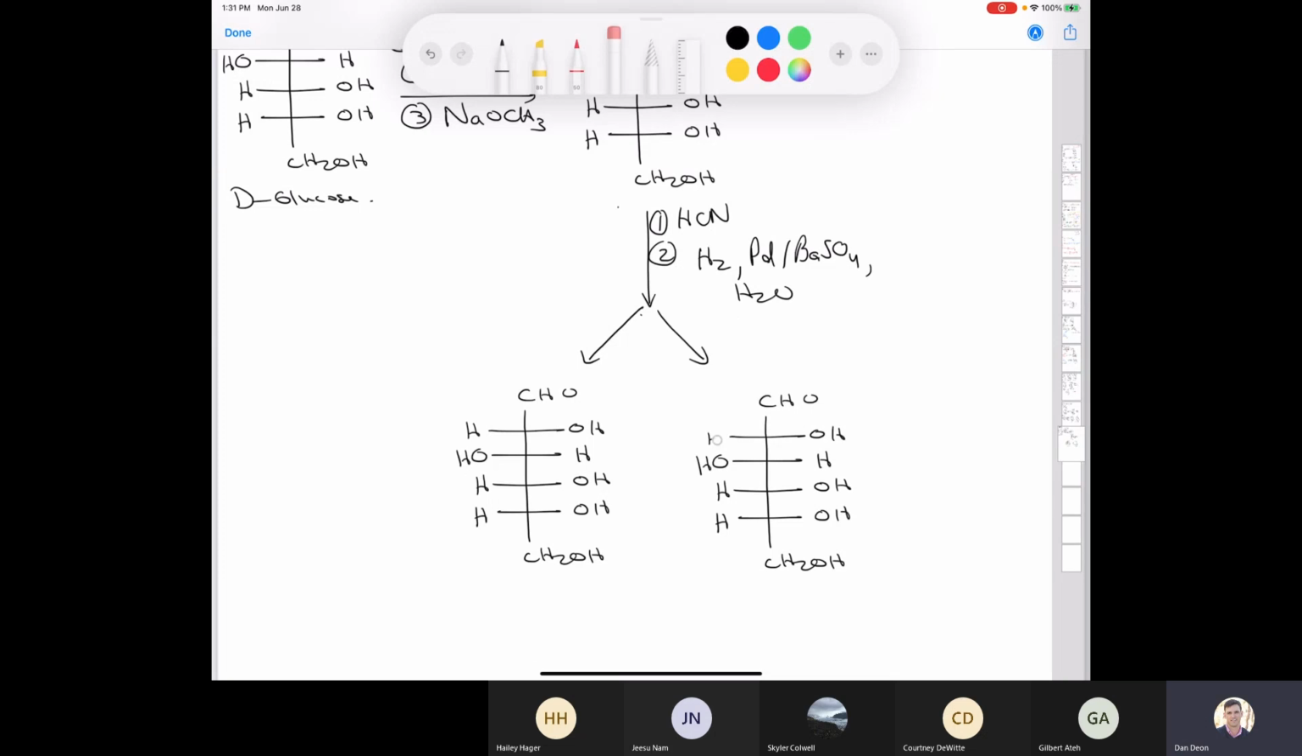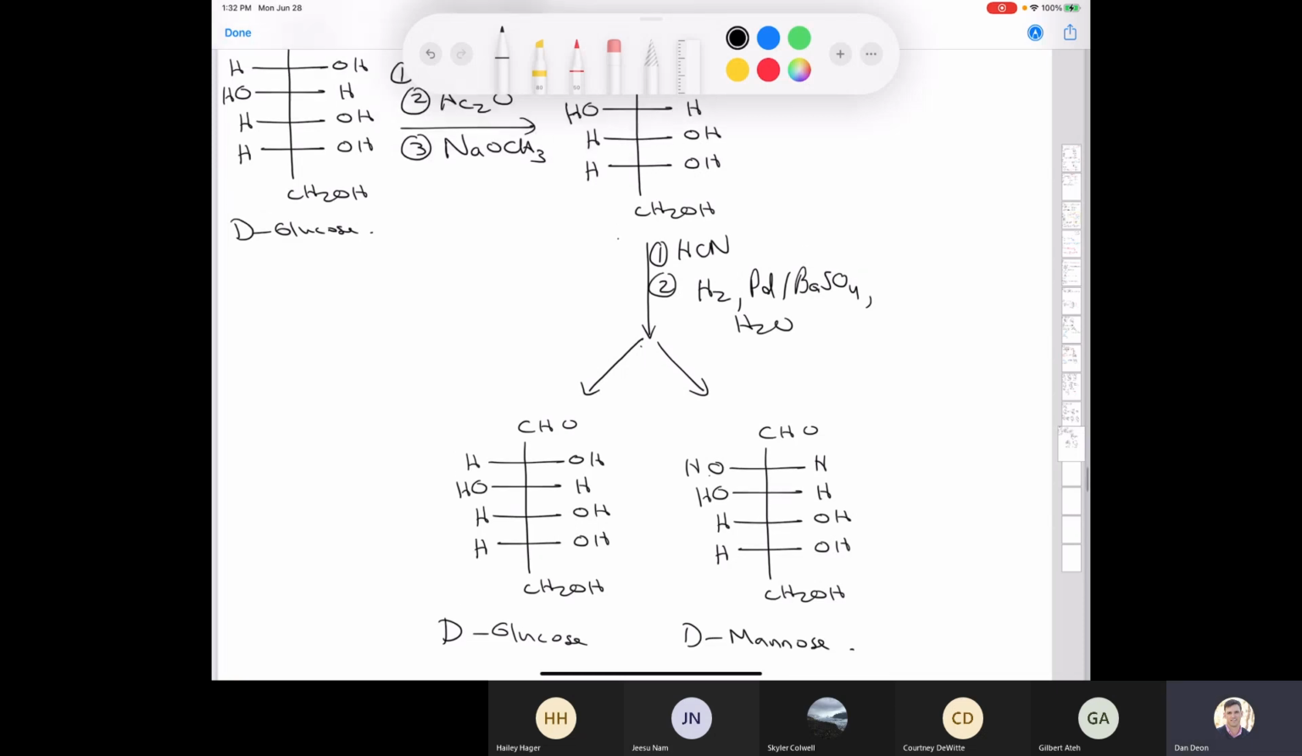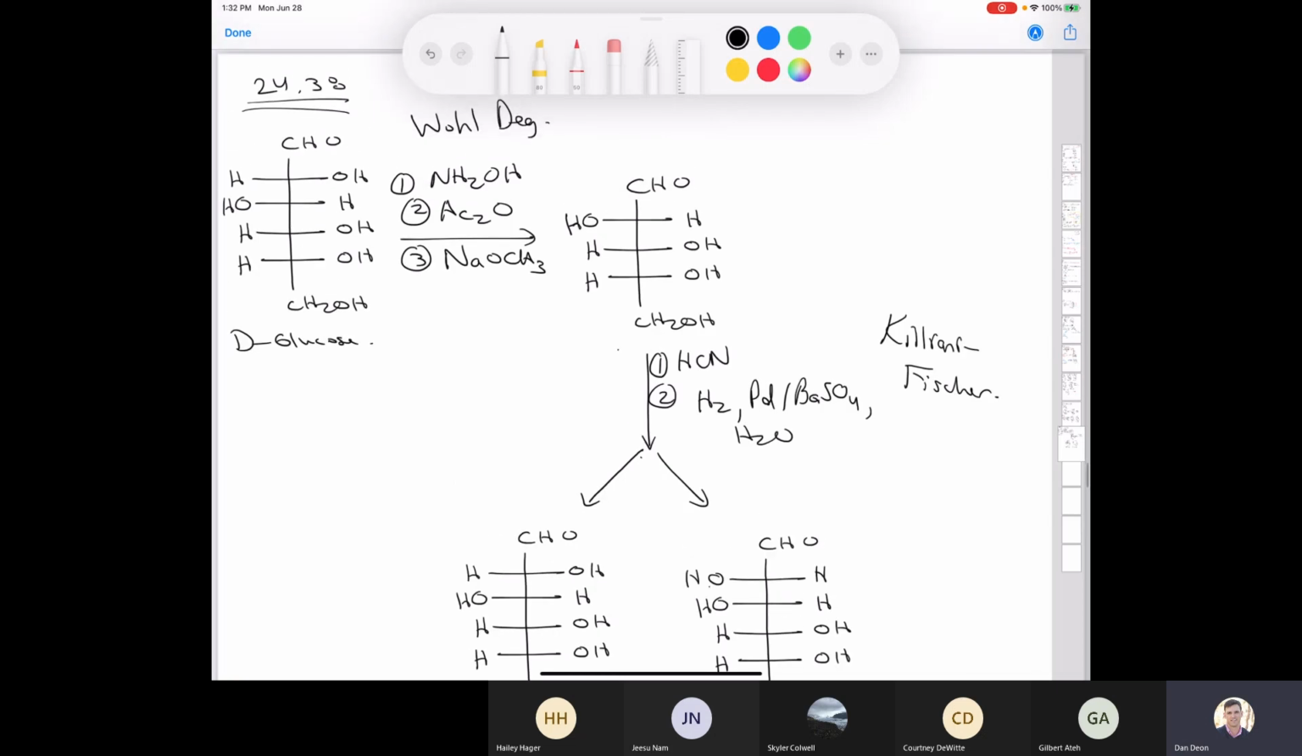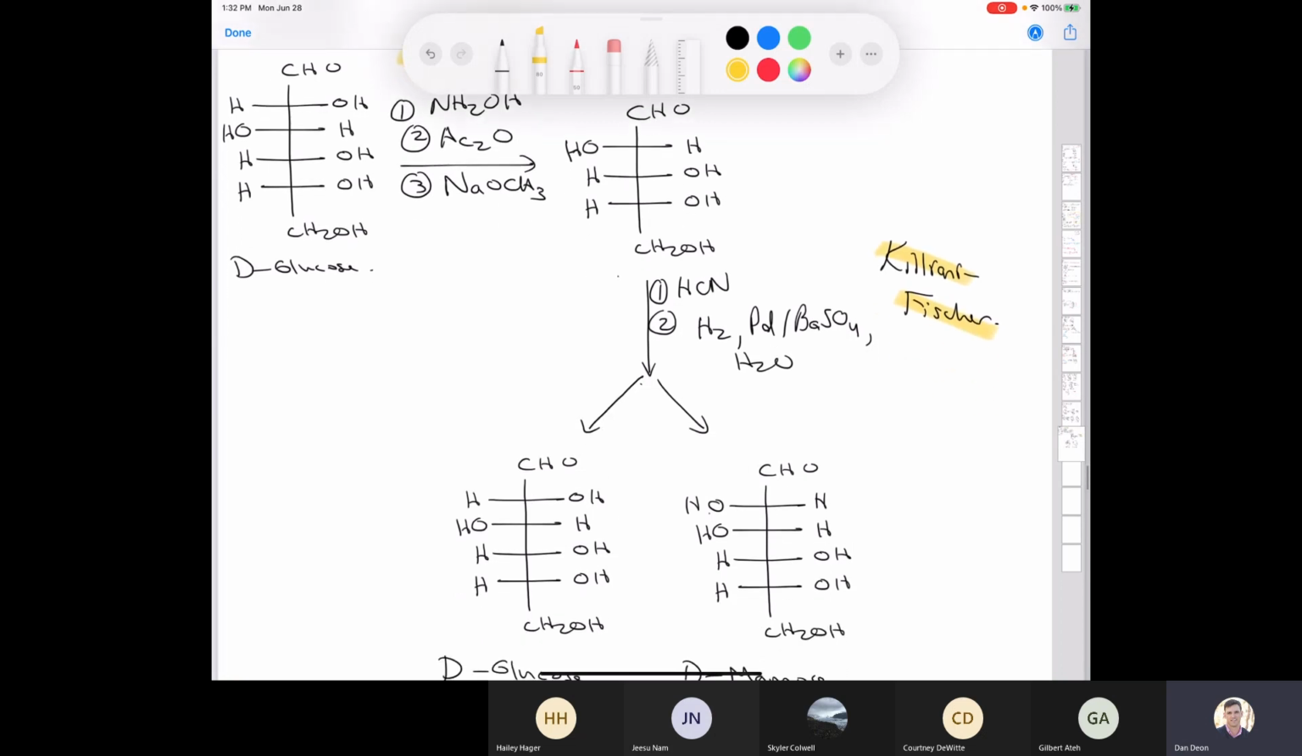So let's take this one. And we're going to flip this over here like this. And there we have it. So we end up with D-glucose, and then we also end up with D-mannose. All right, good practice. And again, this is the Killiani-Fischer chain lengthening. And the first one was the Wohl degradation. So make sure you know these reactions stepping into quiz 24.